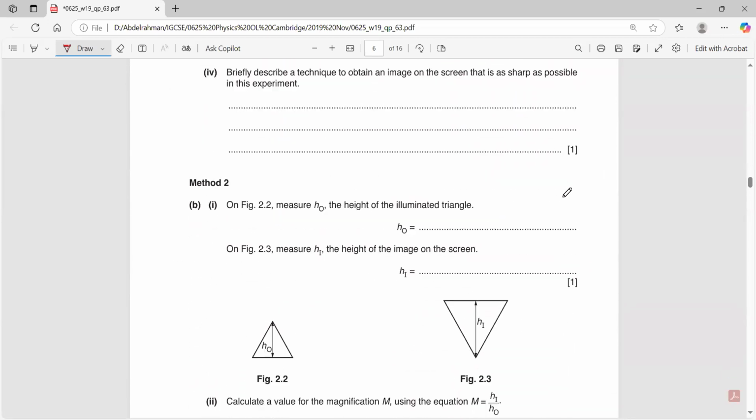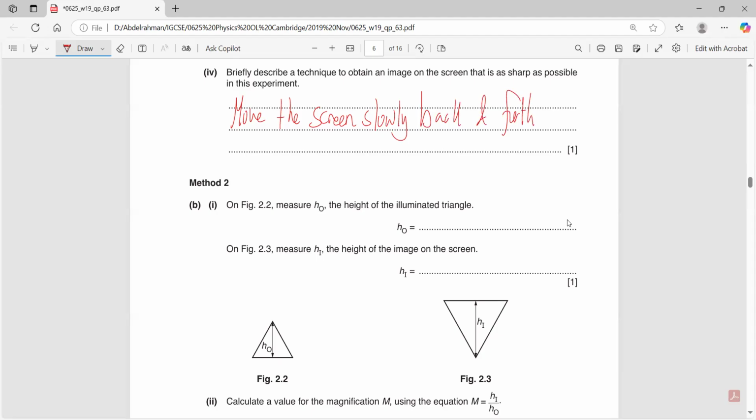Briefly describe a technique to obtain an image on the screen that is as sharp as possible in this experiment. How can I produce a sharp image on the screen? One of the precautions we are used to while dealing with this experiment is to move the screen slowly back and forth.